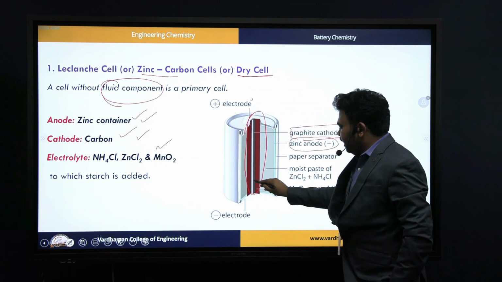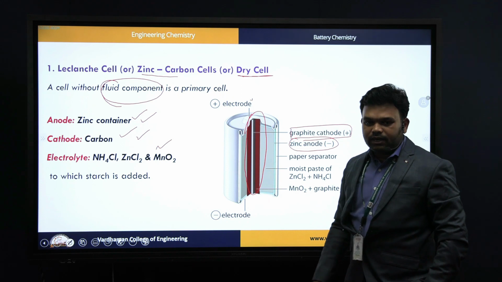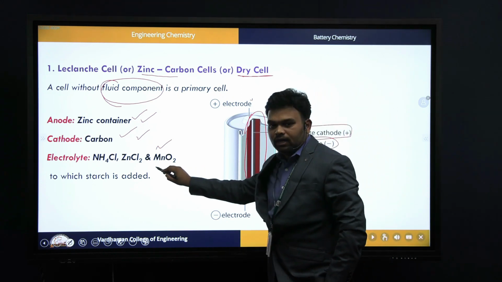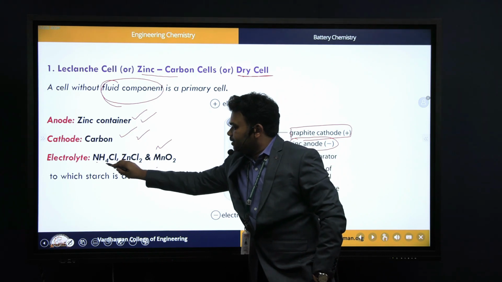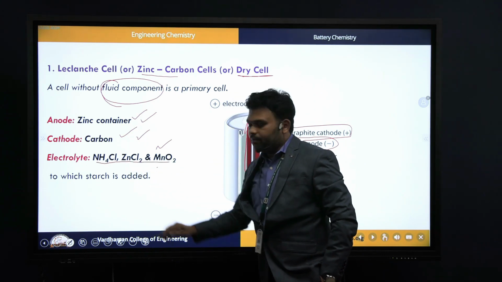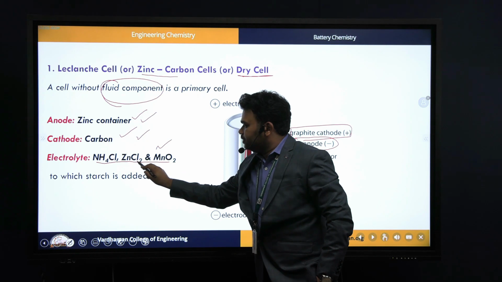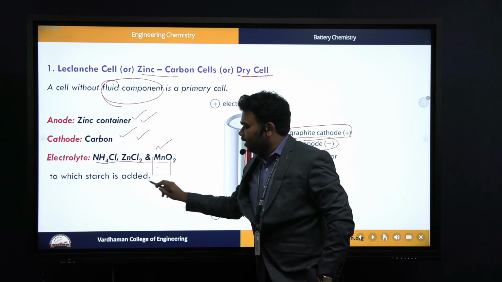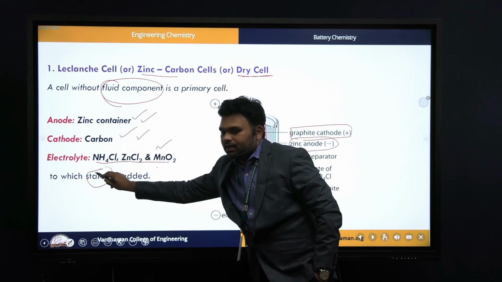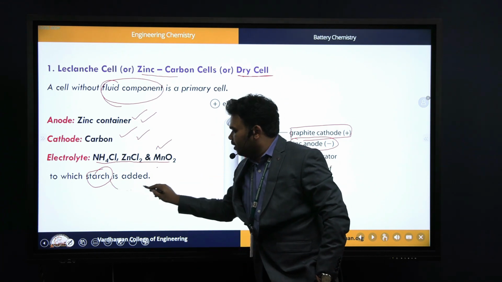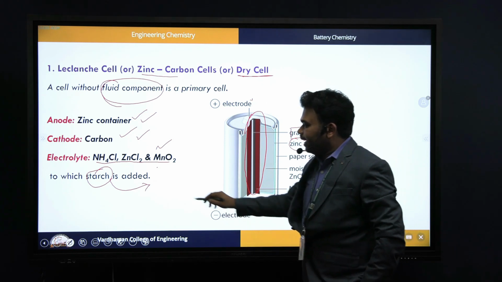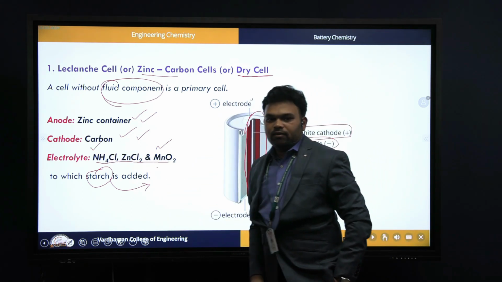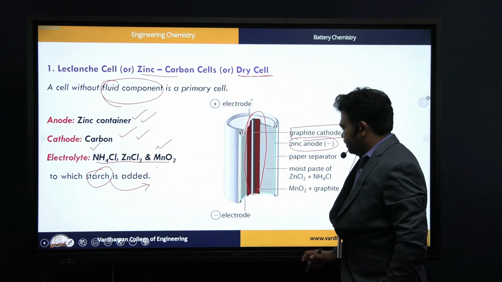Next, the electrolytic solution is a very important thing in the functioning of every battery. Here, the composition consists of a mixture of ammonium chloride, zinc chloride, manganese dioxide, along with which we are adding starch. The role of starch is to prevent leakage in this battery. That acts as the electrolytic solution which we are using in the Leclanche cell.